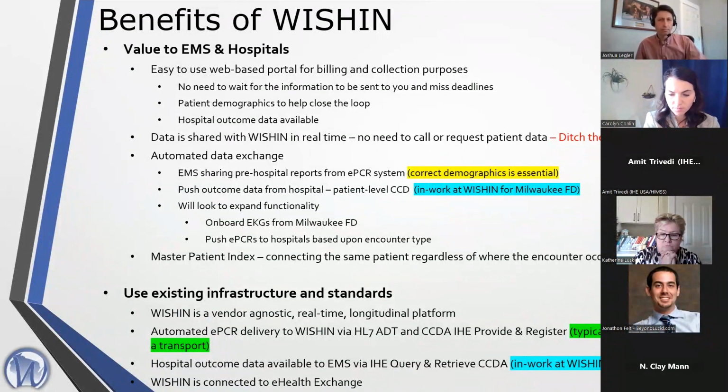Okay. And last question I have for you is, is Wishin connected to other networks, to national networks?